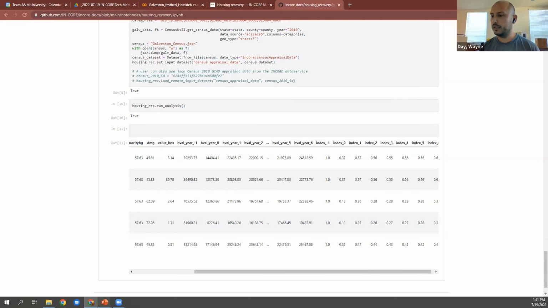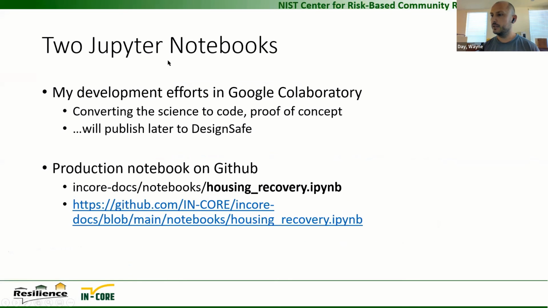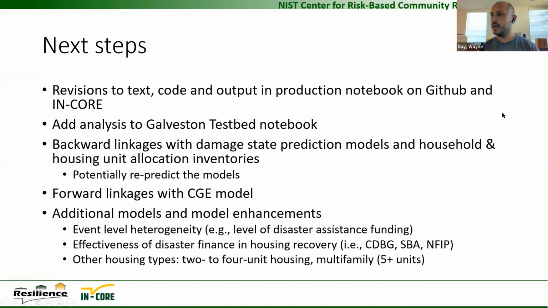So I think that's the last slide I've got. Those are the two notebooks. The next steps are that I need to go back and clean up some of the text, the code, and the output in the production notebooks on GitHub and InCore. In preparing for this meeting and going back there, I think there's a lot that can be improved upon and rewritten so that it's more user-friendly.